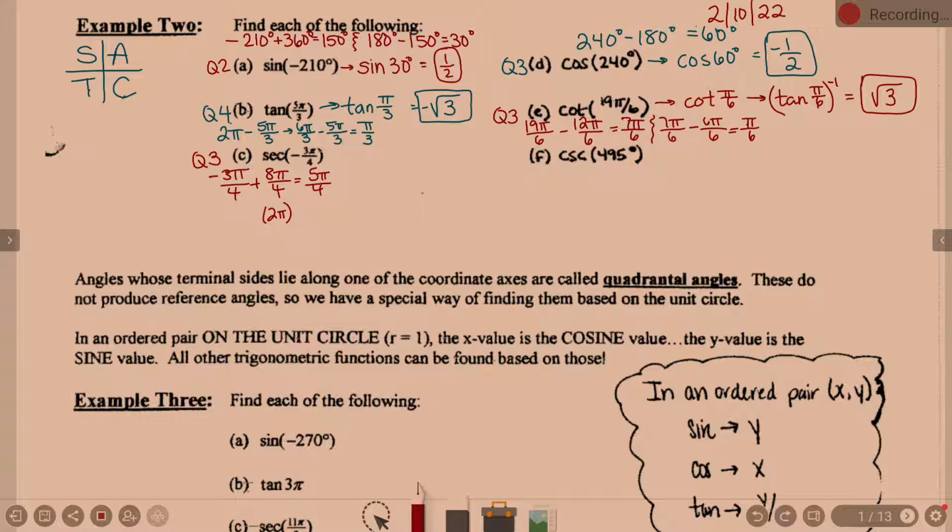Okay. Where is this closest to the x-axis? It's closest to the x-axis at pi. And so I'm going to take 5 pi over 4. Since 5 pi over 4 is bigger than pi, I'm going to subtract pi. What is 1 pi in terms of fourths? 4 pi over 4. So 5 pi over 4 minus 4 pi over 4 is pi over 4.